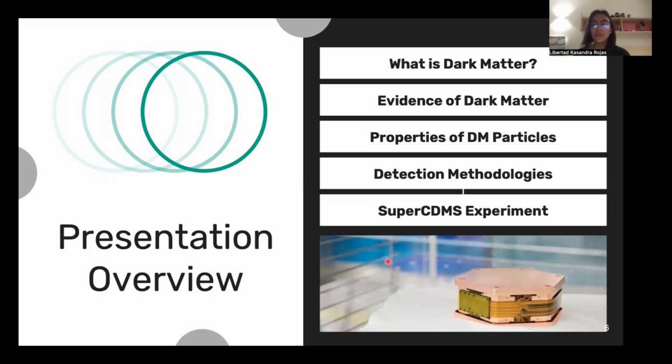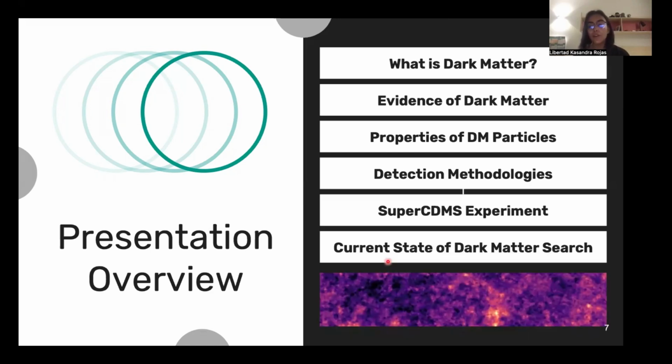Specifically, we'll focus on one of the experiments called the SuperCDMS experiment. We're also going to dive a bit into the detectors of this specific experiment. And finally, we're going to go over the current state of dark matter search, just what's going on right now. Okay, so with that said, let's dive into this.